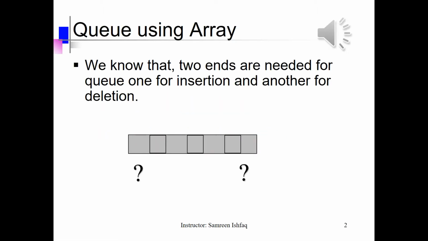We already know that for queue implementation we need two ends, one for insertion and another for deletion, front and rear. We know that insertion will be done at rear and deletion will be done from front. So we need to decide in case of array which end will be our front and which end will be our rear.